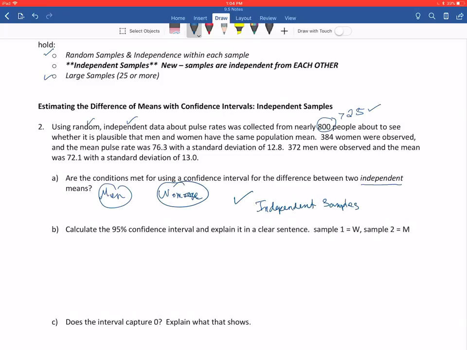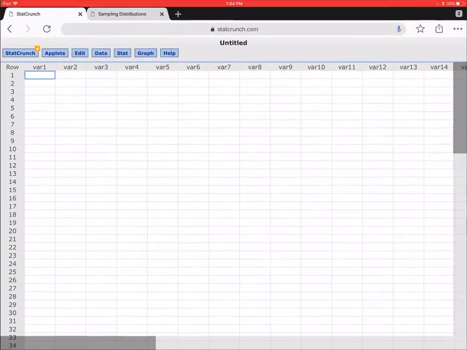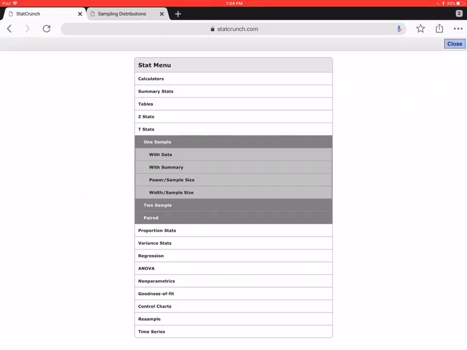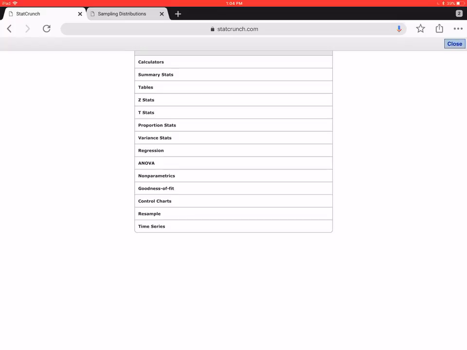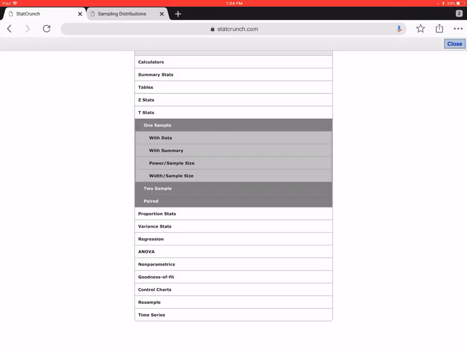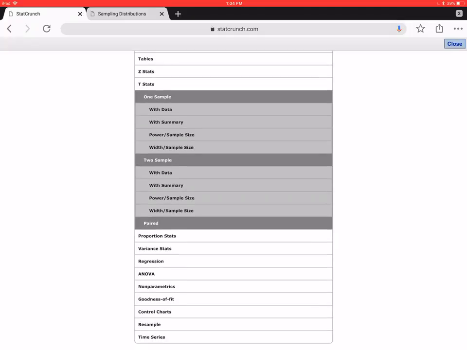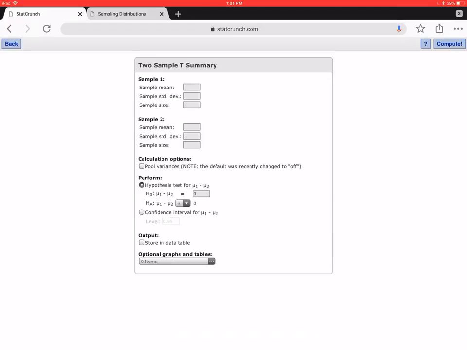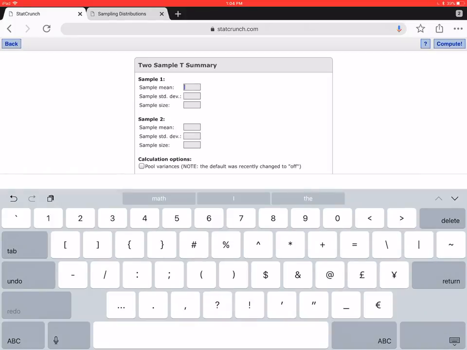Okay, so let's see. We need to go to StatCrunch. We're going to go into our T-stats area. This time, notice we're not going to 1 sample. We're instead either choosing 2 sample or paired. So when it's independent, you click 2 sample. We have summary information here. Then I need to record all of this for each one.